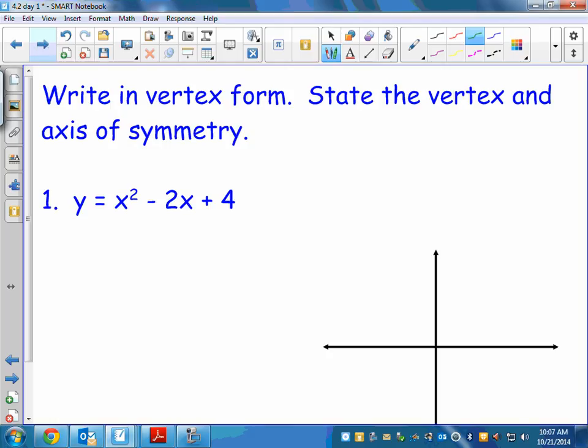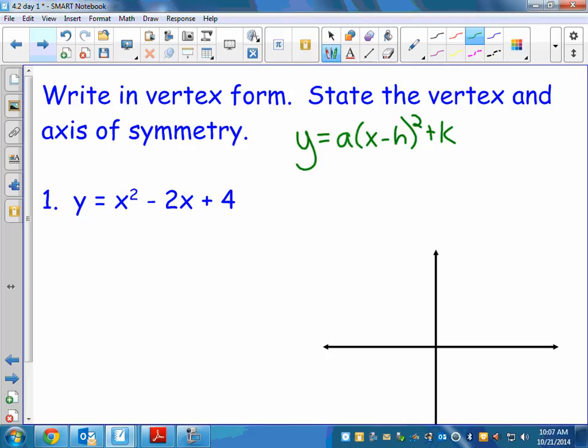But what happens if it's not in vertex form? We want to put it in vertex form. So my directions here say write in vertex form, state the vertex and the axis of symmetry, and maybe we're going to graph it too, since I have a little graph over here. So here we go. There's our form. y equals a times (x minus h) squared plus k. I need to take this and make it look like this.